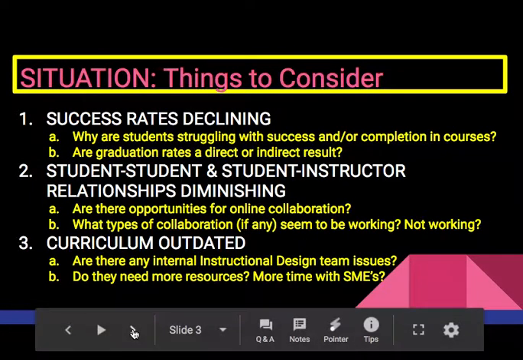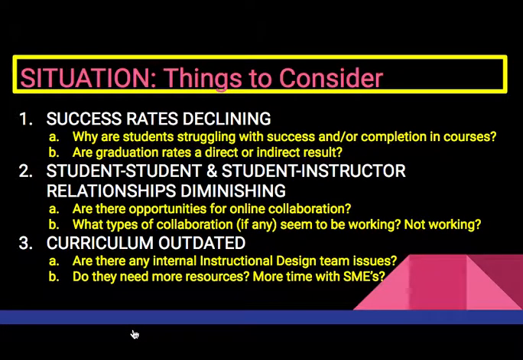Several things really need to be considered. First off, let's look at the student rates declining. There are some questions that we really need to ask ourselves. Why is the student rate declining? Why are students struggling? And does this have an impact on our graduation rates in a direct or more of an indirect way?